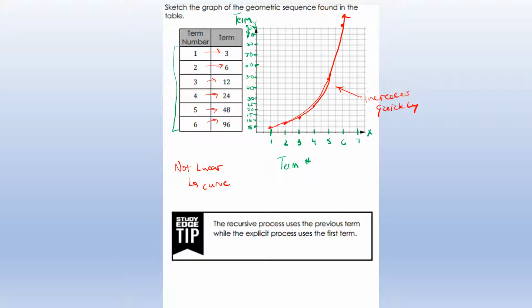Okay, so the main things to take away from this one is that a recursive process uses the previous term in a sequence. So if they ask you for a recursive formula, you're using the previous term in the sequence. An explicit process uses the first term in the series. Okay, so the explicit process refers back to the beginning, back to the very first term in the sequence. So that's the difference between the two types of formulas that you can create.